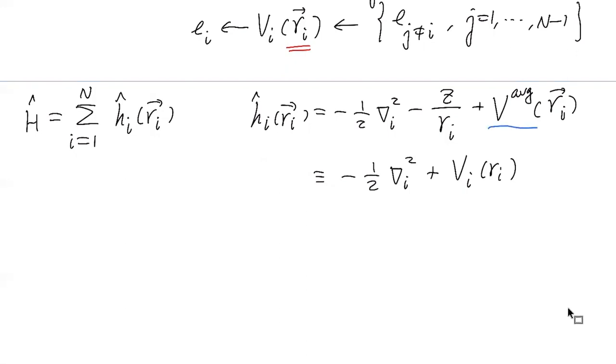So of course, this is kind of a hand-waving style of teaching you about this potential, because in a later lecture, we will actually derive the expression for this potential. But here, if you're not comfortable, you can think about this averaged potential as just something like 1 over r, okay?